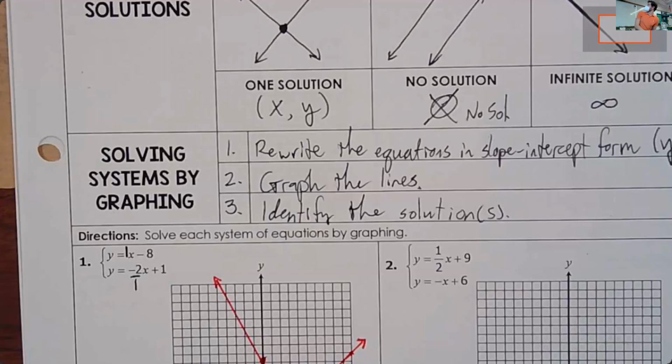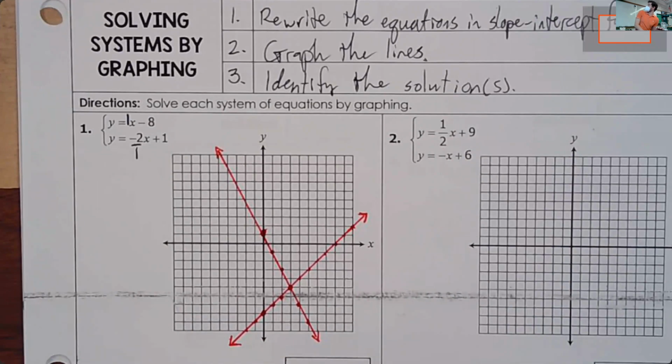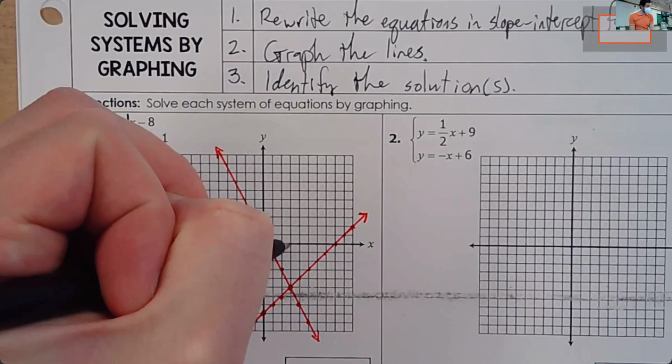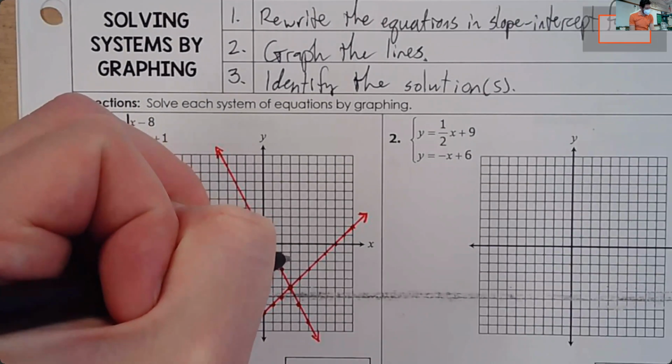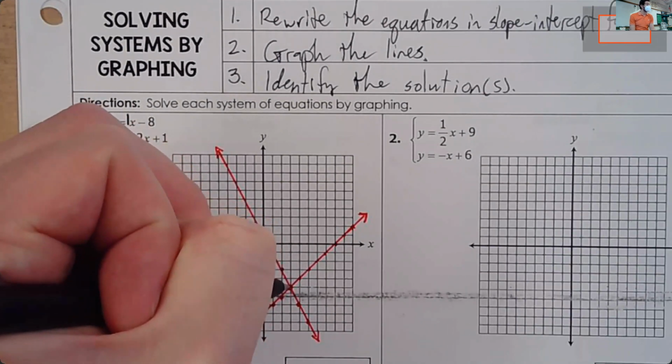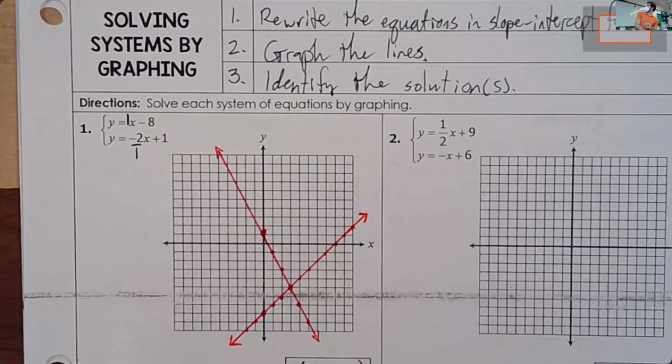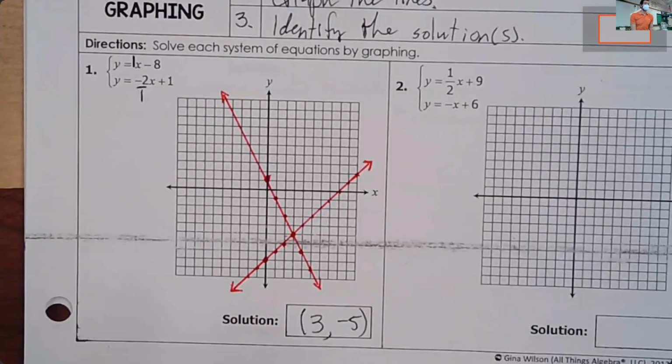So we've got our two lines here, and we can see clearly that they do intersect and they cross right here. All we have to do now is identify what is that XY coordinate? And once we have that, we're done with the problem. So this point here, if we go over 1, 2, 3, x is 3, and then we're going down 1, 2, 3, 4, 5, so y would be -5. So that is the point 3, -5, which is the answer to the system.